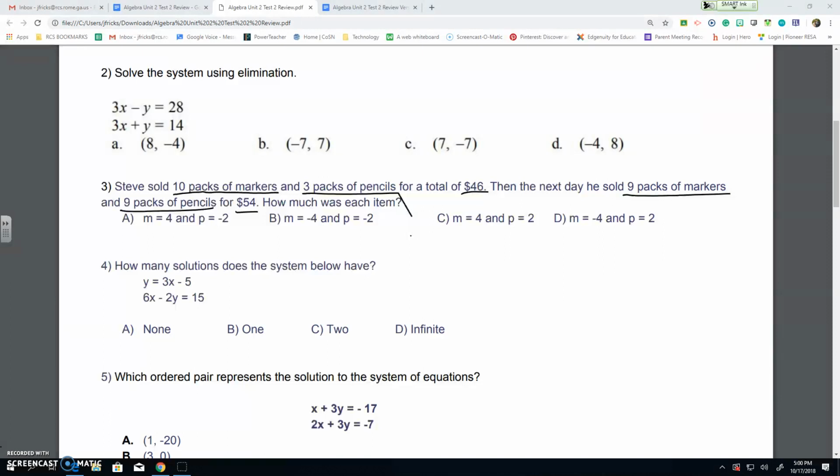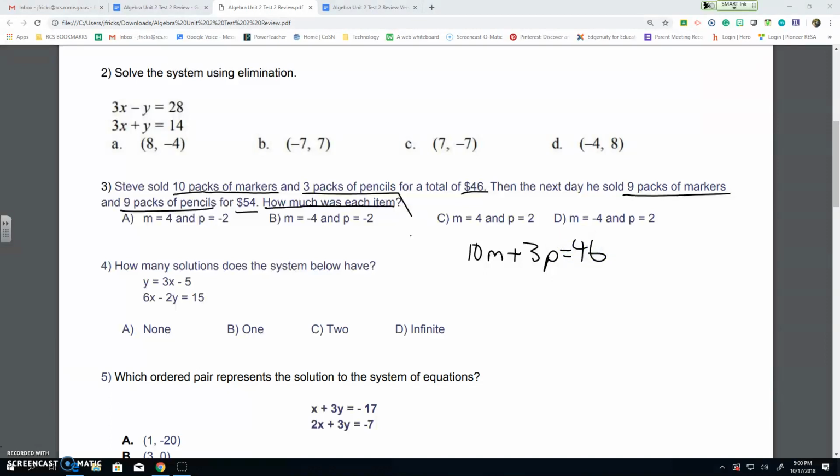So I'm just going to come over here and set up my equation. It told me that I have 10 packs of markers, and we're going to call markers M, plus 3 packs of pencils. And the M and the P are going to represent the cost of those. We don't know that yet, because that's actually what we're looking for. How much was each item? So that's going to be equal to the total cost of $46, because it said he made $46, right?